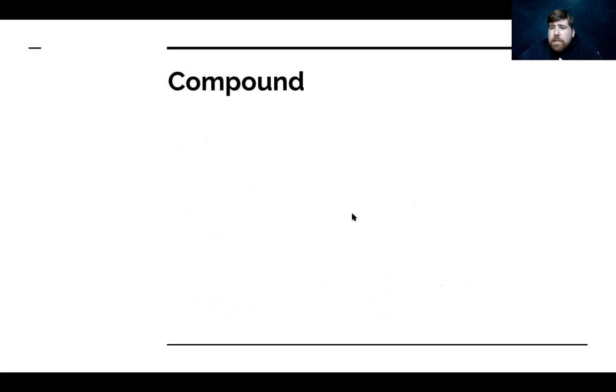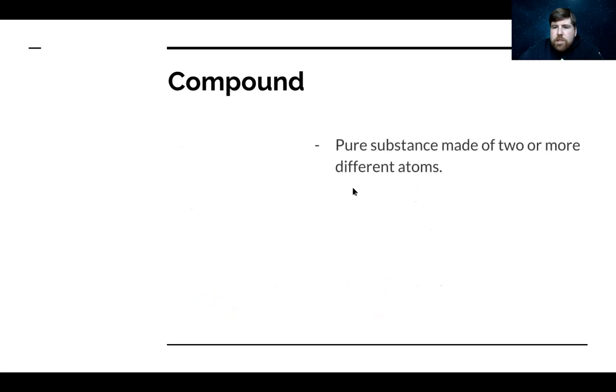Moving on to the more complex style of a pure substance, and that's going to be a compound. Now, a compound is defined really in just this very simple way. It's going to be any substance that's made of two or more different atoms. There needs to be different atoms within the substance. So, for example, a compound example could be sodium chloride, which would be NaCl.